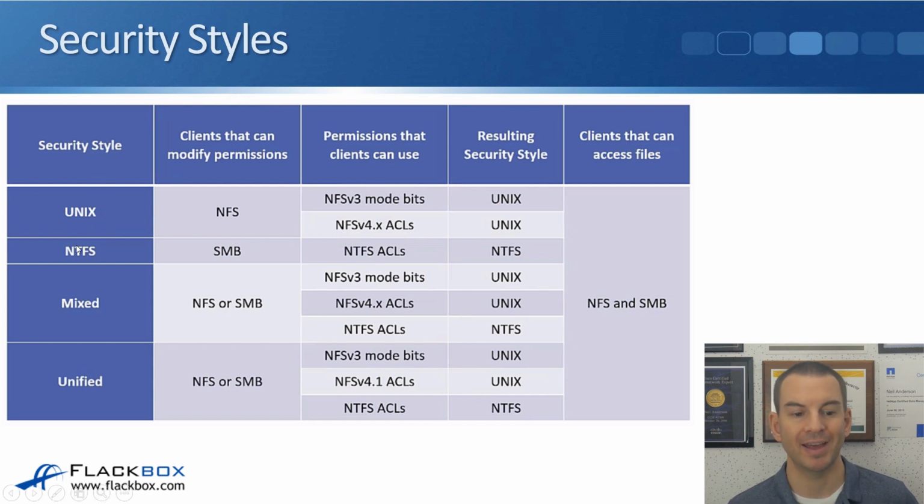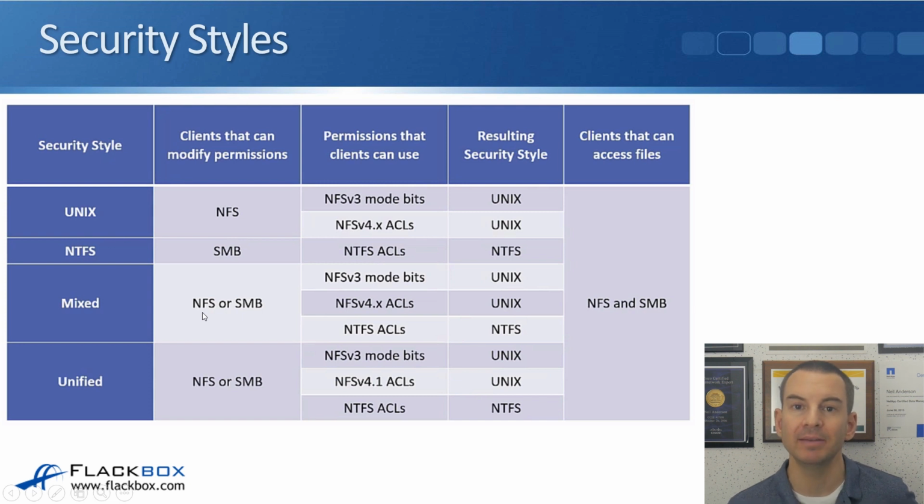Next up, if the security style is NTFS, the clients that can modify their permissions are going to be our CIFS, really our SMB clients. The permissions that the clients can set on those files and folders are going to be your standard Windows NTFS ACLs. The security style is NTFS. If the volume or qtree has been set to the mixed security style, then the clients that can modify permissions are both NFS and SMB.